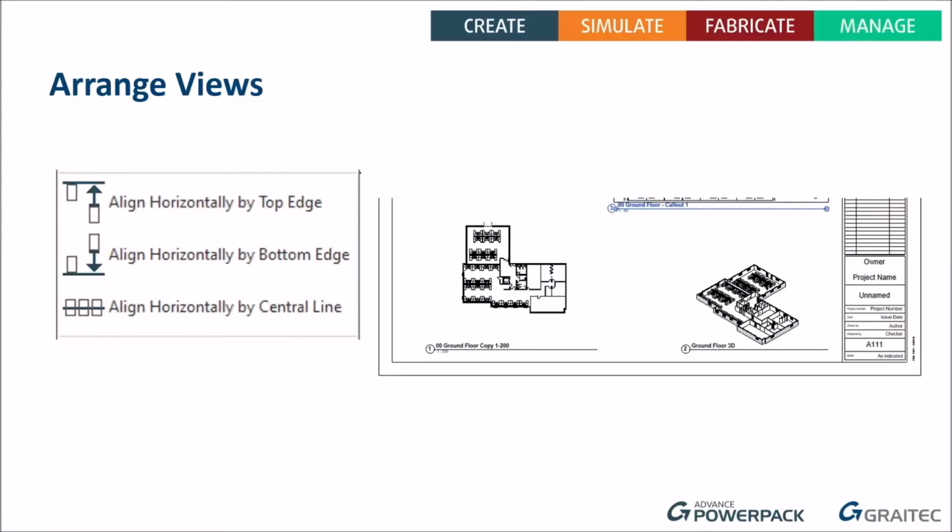Obviously, aligning to the bottom edge there is the easy one, because as I say, we can sort of do that with the snaps inside of Revit. But if you wanted to align them horizontally to the top edge, where they're different sizes, then that becomes a little bit more awkward to achieve.